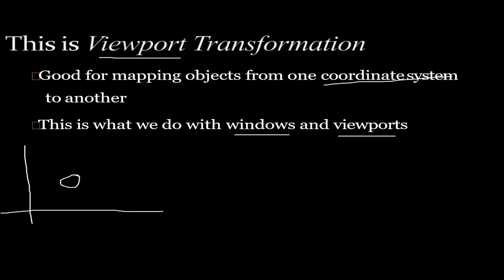The window is basically wherever the object is placed; the coordinate of that is called the window. And the viewport is, let's say this is our device and we want to capture it. This is going to be the viewport of this particular scene.